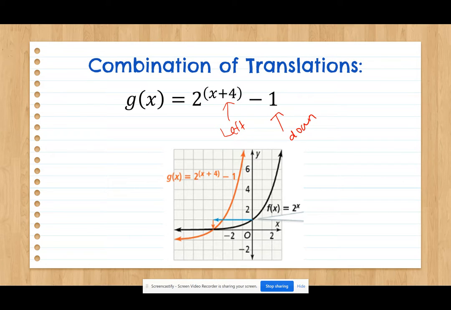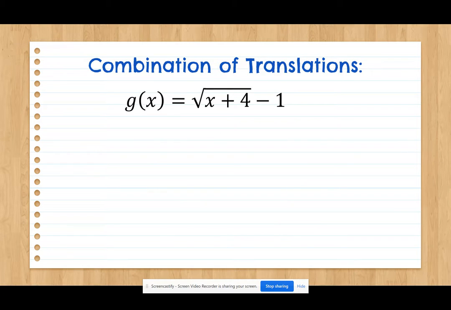Okay, now this one, the last one, I looked from the vertex and I saw where the vertex moved. When it comes to exponential functions, you want to look at 0, 1. Because if you remember, all exponential functions start at 0, 1. They don't start at 0, 0 unless they've been transformed. So look at that spot and then see, okay, well, I need to move left 4. So 1, 2, 3, 4, and then down 1.